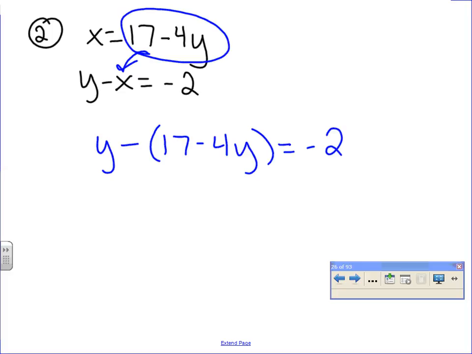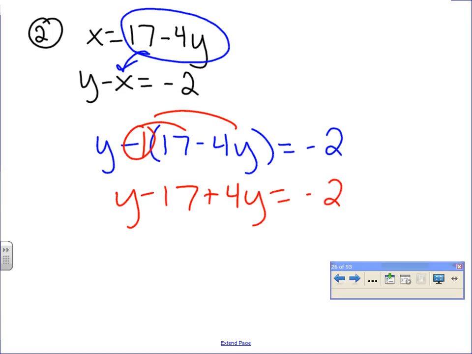If you forget that negative, which is technically a negative 1, if you don't distribute that, it's going to be wrong. The quiz for this chapter will definitely have some problems like that, so be careful. Once you get to this point, distribute negative 1. So we have y minus 17 plus 4y equals negative 2. Combine like terms. We have y plus 4y, which is 5y, minus 17 is negative 2.